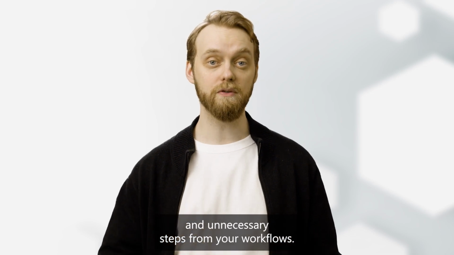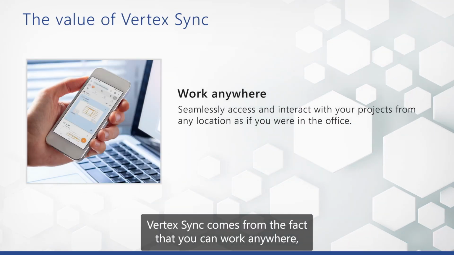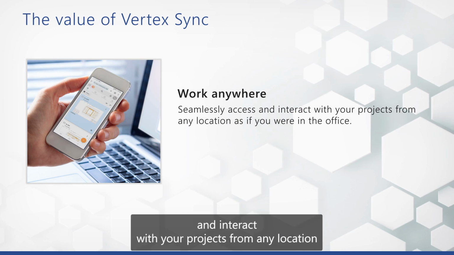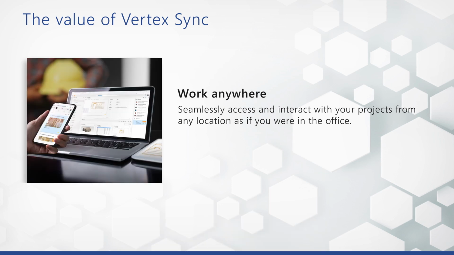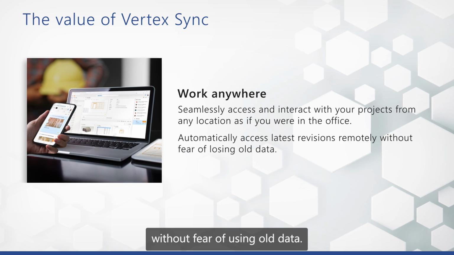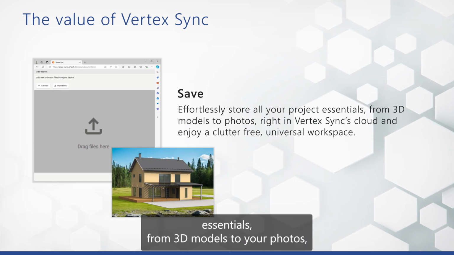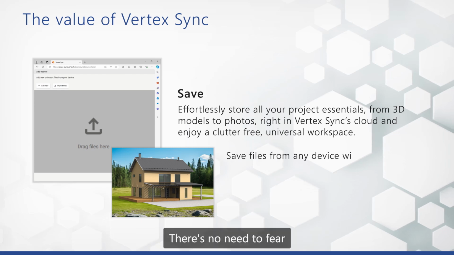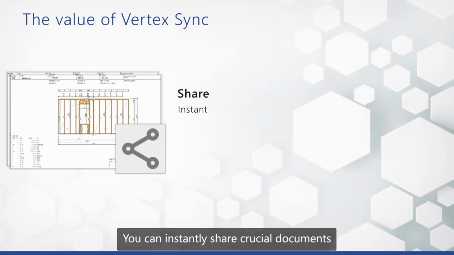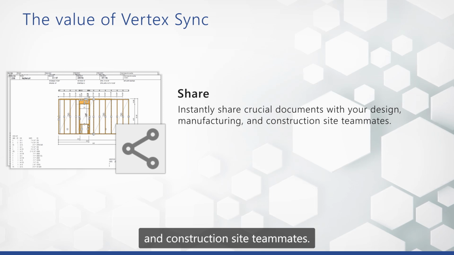Now, let's look closer at Vertex Sync's feature highlights and talk about how they eliminate errors and unnecessary steps from your workflows. The value of Vertex Sync comes from the fact that you can work anywhere, so you can seamlessly access and interact with your projects from any location as if you were in the office. Access latest revisions automatically without fear of using old data. You get to effortlessly store all your project essentials from 3D models to even photos right into Vertex Sync and enjoy a clutter-free universal workspace. There's no need to fear file loss or corruption. You can instantly share crucial documents with design, manufacturing, and construction site teammates.